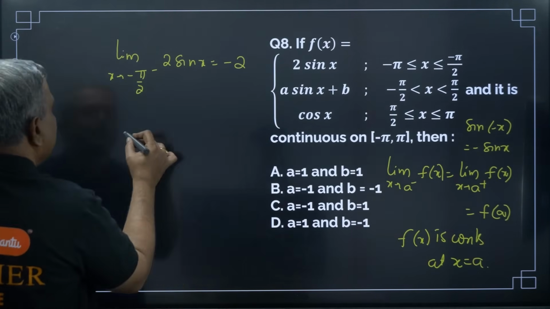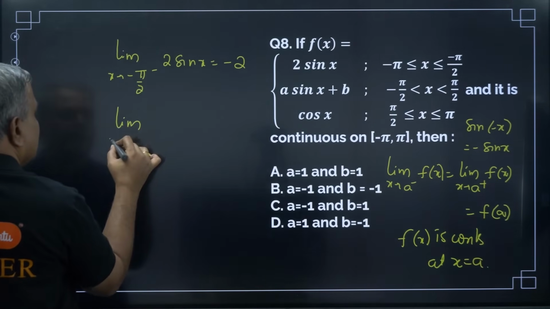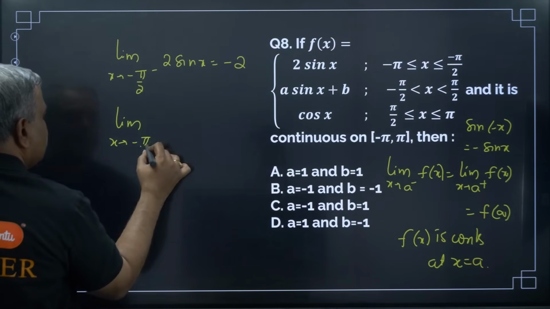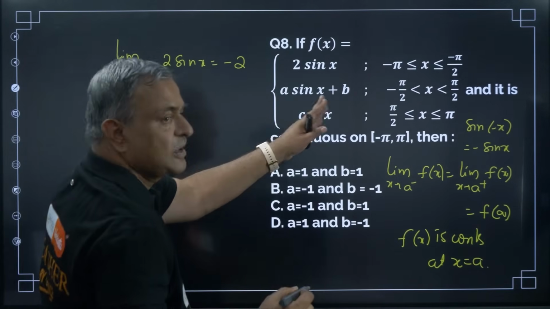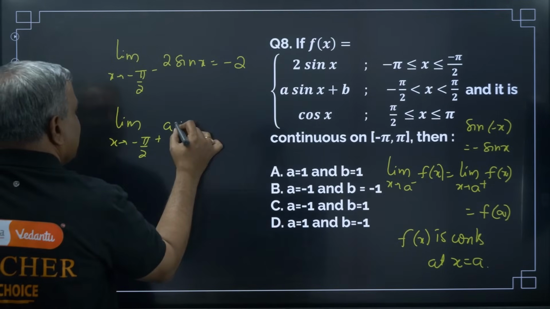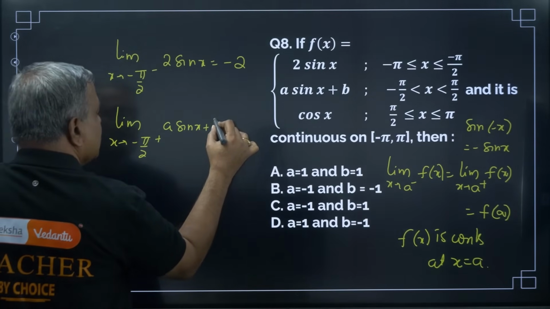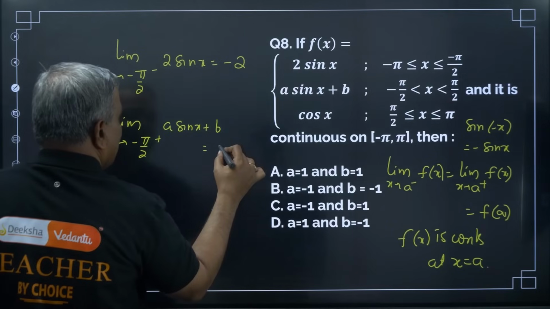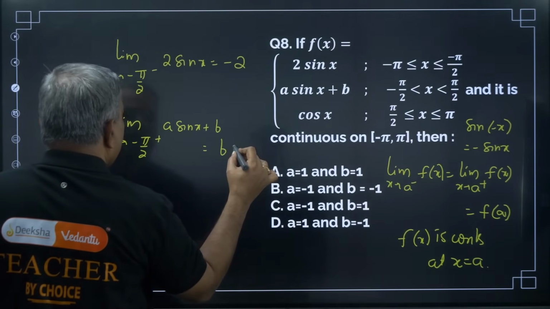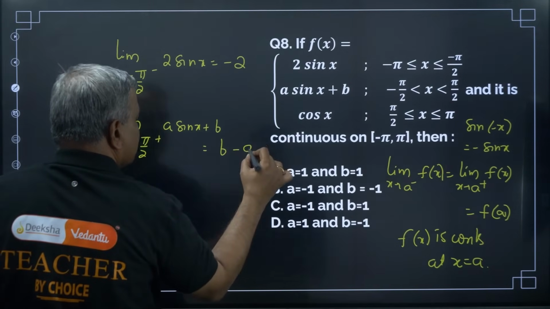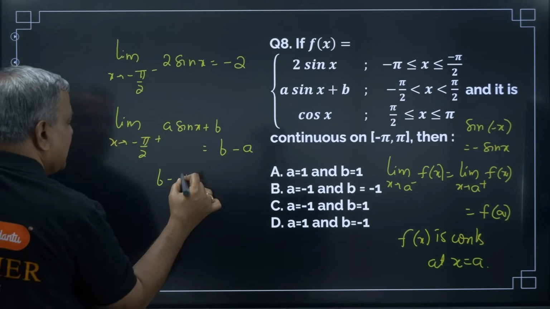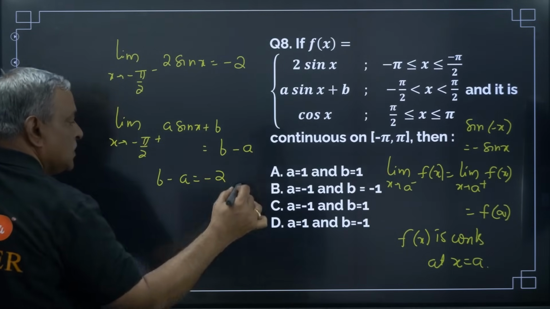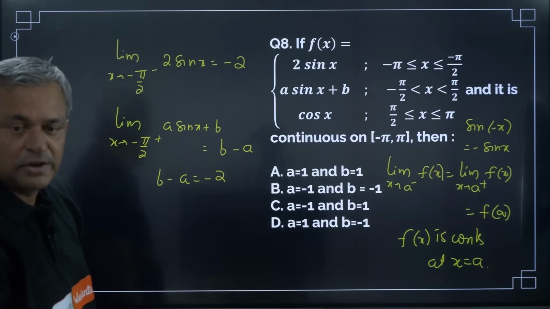Now you substitute here limit x tending to minus pi by 2 plus, a little more than minus pi by 2. This is a sin x plus b. See, it will take time. So b sin of minus pi by 2 is how much? Minus a, so b minus a is equal to minus 2. B minus a is equal to minus 2, we got it.